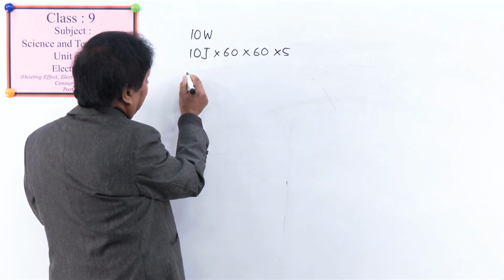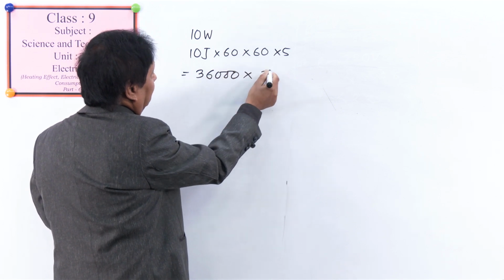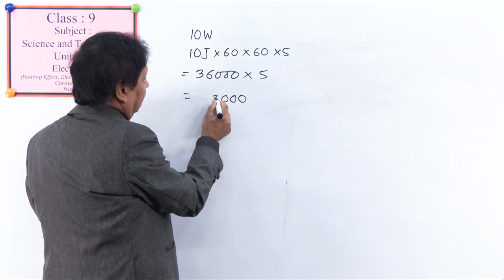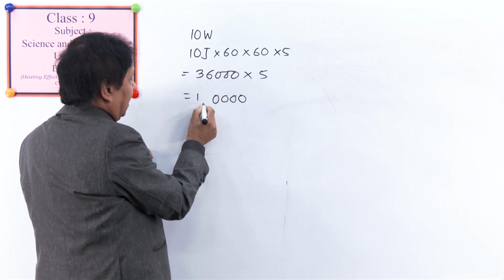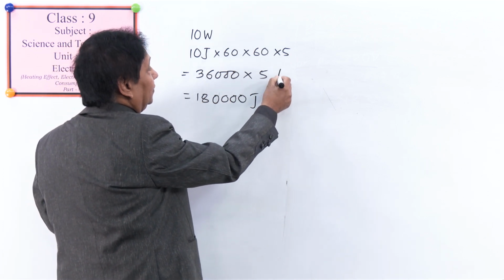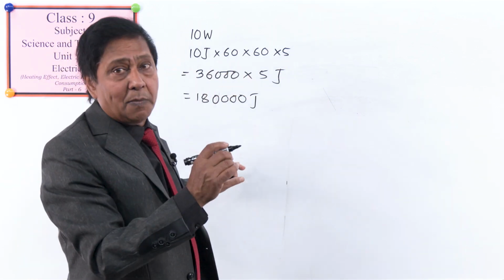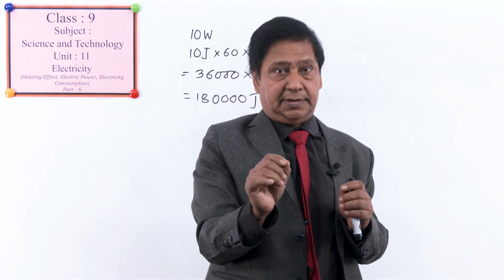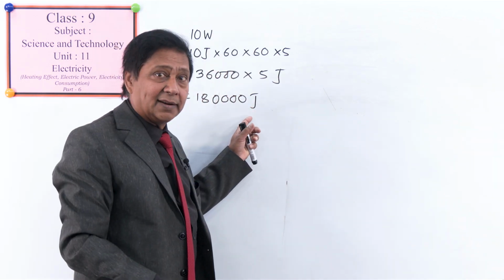If we multiply all these, then what do we get? 6 6s are 36, and we have 30 into 5 again. 6 5s are 30, the 0 and 3 carry over. 5 3s are 15 and carry over 3. This is 1,80,000 joule. 1,80,000 joule electrical energy will be consumed by a CFL of power 10 watt in a day. In a month, it should be multiplied with 30.